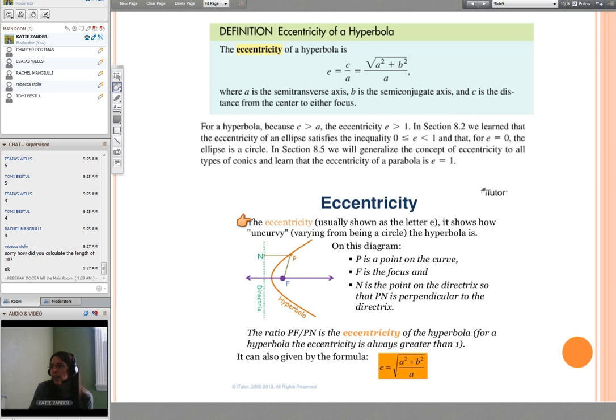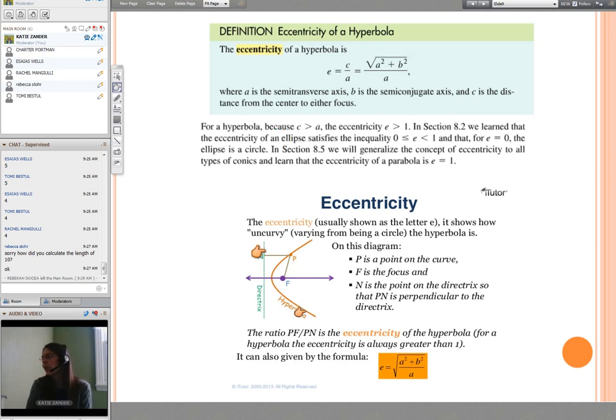So when we hear that term eccentricity, which is shown as the letter E, we've noticed that back with our circles and our parabolas as well. We have E there. It shows how uncurvy the hyperbola is. I like that term, uncurvy. If we read the little stuff up here, if the eccentricity is greater than 1, we know we have a hyperbola occurring. If the eccentricity is between 0 and 1, then we know we have an ellipse occurring.